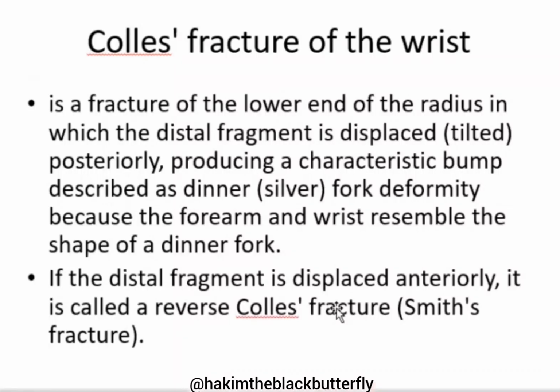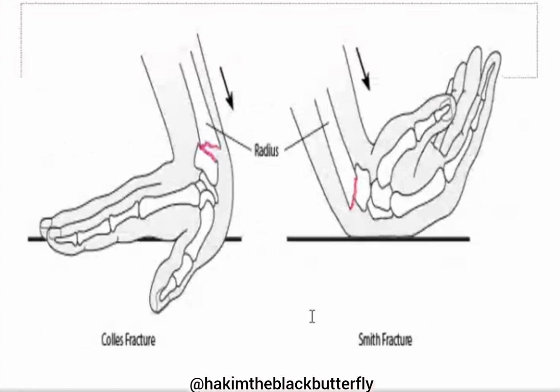So there is a fracture known as Coles fracture. And there is also what we call Smith's fracture. Coles fracture, and then Smith's fracture. Smith's fracture is the opposite of Coles fracture. For example, this is the distal aspect of the radius.